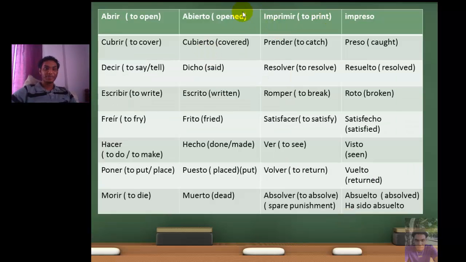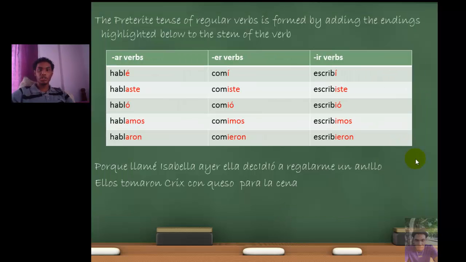Okay. I've made a list of irregulars here, so you should just learn off all these. I've indicated absolver, if you want to sound smart. To absolve means to spare punishment, especially in law. So you can say absuelto, ha sido absuelto. He has been absolved or spared punishment. So you just have to learn these off.